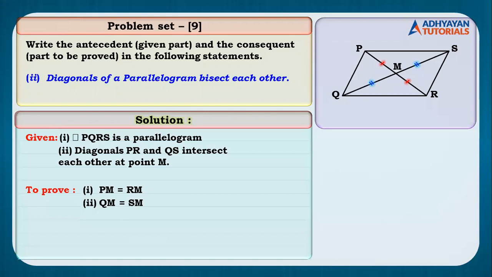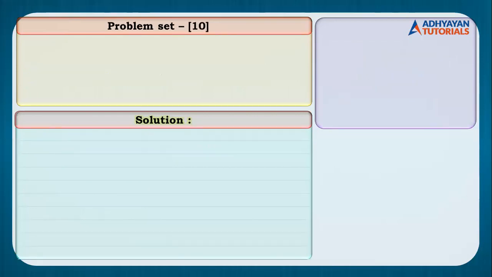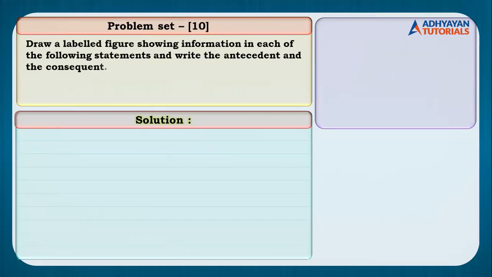Problem set, question number 10. It says, draw a labeled figure showing information in each of the following statements and write the antecedent and consequent. It is like the previous sum, where we have to draw the figure, write the antecedent, that is the given, and the consequent, that is the to prove, right? So just like the previous sum, children, the statement here is two equilateral triangles are similar. So we need to first of all identify what is given and what is to prove.